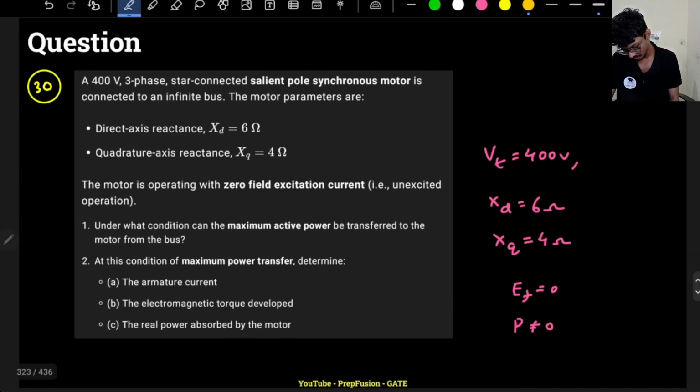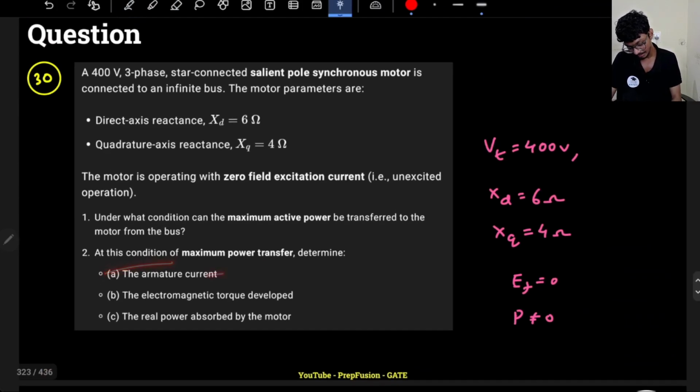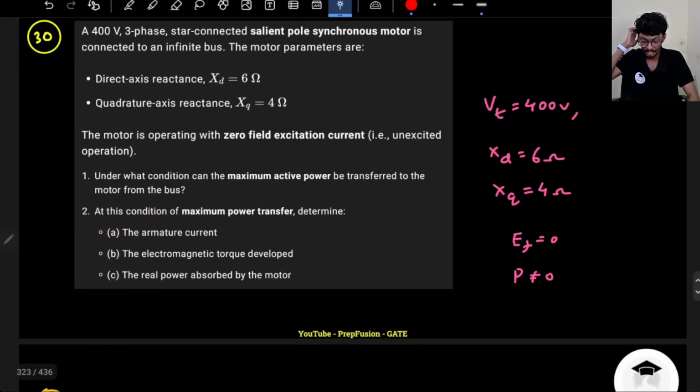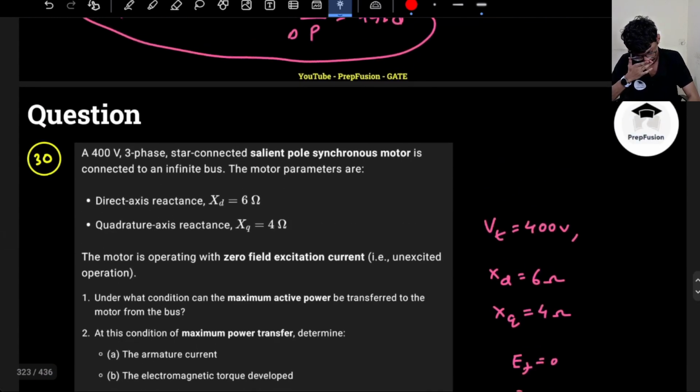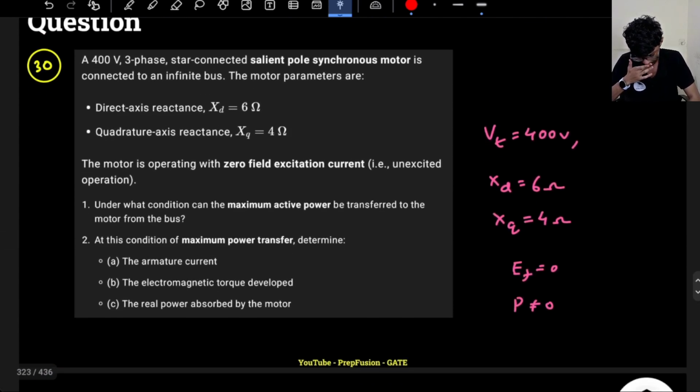Answer of the first one. Then at this condition, maximum power transfer, determine the armature current. So we have to determine the armature current. What will be the armature current? Okay. So EF they have given me. EF they have not given me.